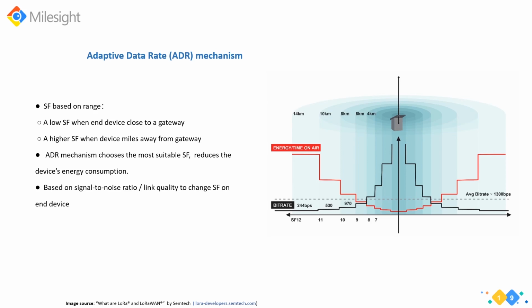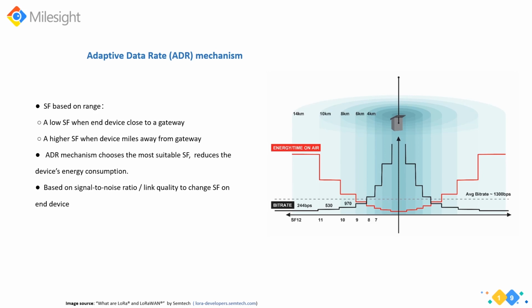For example, when the sensor nodes are close to the gateway, they can use a high data rate, the lower spreading factor, so they spend less time on air to transmit payload, to transmit data. And for more distant nodes, the sensor nodes that are far away from the gateway, the data rate is lower, so a higher spreading factor, and the link budget is higher as well.